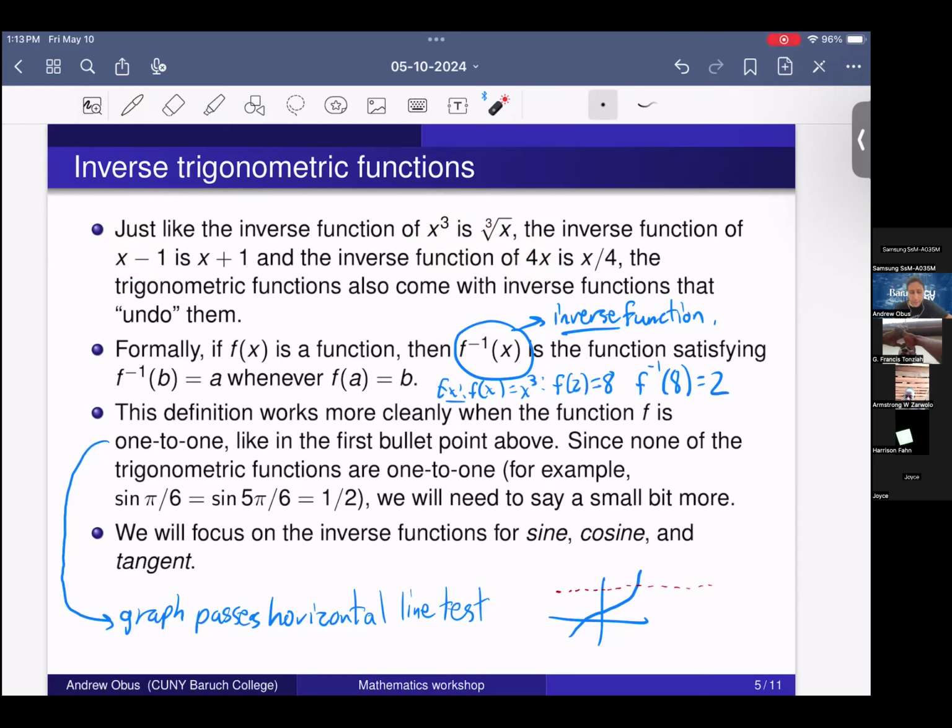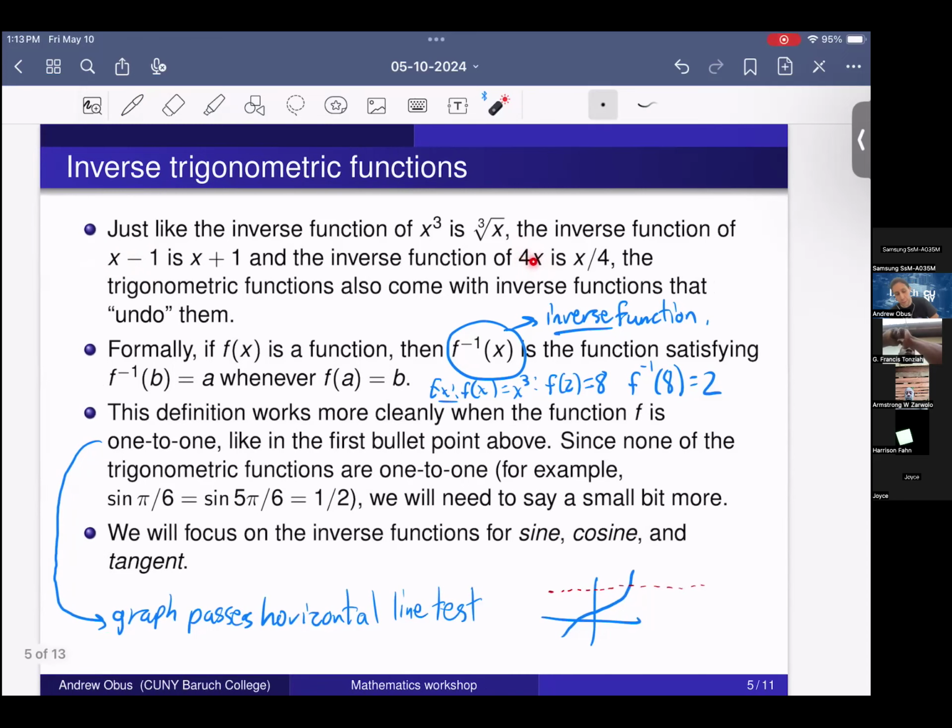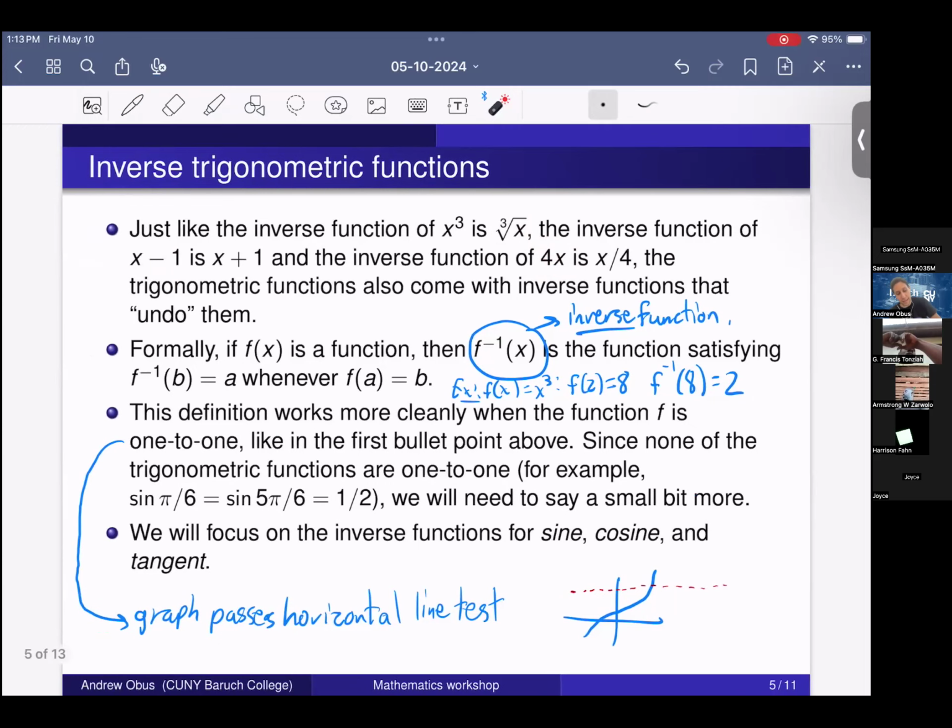And ditto, x minus 1 is going to satisfy the horizontal line test, and 4x is going to satisfy the horizontal line test. This means that if you have a number b and I say, what number's cube is b, there's only going to be one number whose cube is b. And there's only going to be one number with x minus 1 equal to b. And there's only going to be one number with 4x equal to b. How do you find these numbers? You plug in b to these inverse functions. That's how it works.